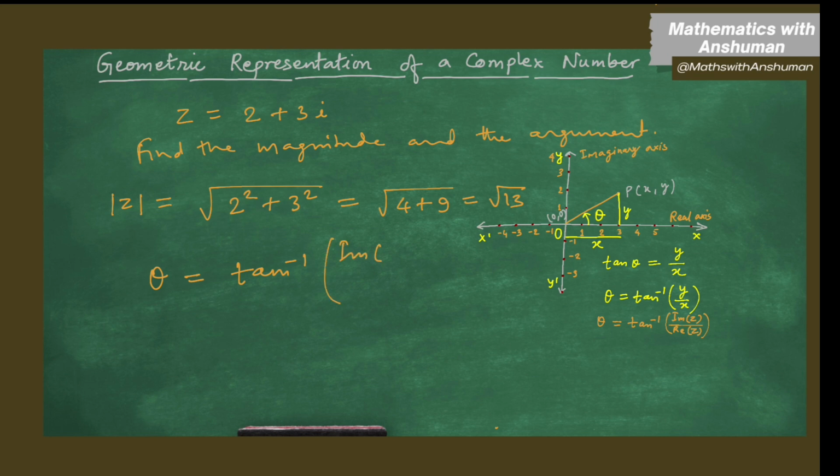And for the argument, we have to find the theta, that is tan inverse the imaginary part of the complex number divided by the real part of the complex number, that is equal to tan inverse, imaginary part of z is 3 and the real part of z is 2. So theta is equal to tan inverse 3 by 2 is your answer. And that is the argument of the complex number.